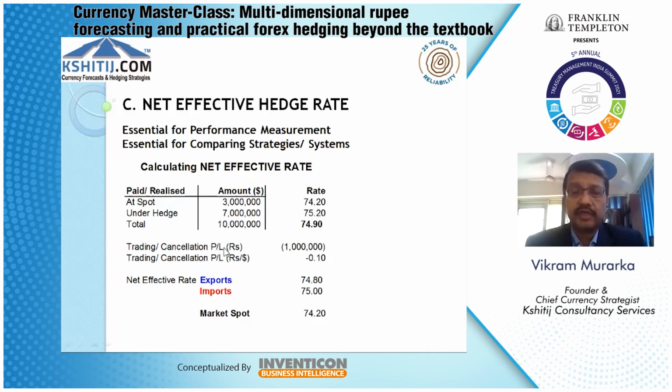Then suppose there was some trading cancellation profit loss, amounting to a loss of say 10 lakh rupees. That gives you a cancellation trading loss of 10 paise per dollar. So the net effective rate for exports becomes 74.90 minus 10, 74.80. And for imports, it becomes 74.90 plus 10, 75. This can be compared with the market rate that prevails on the realization day, on the exposure retirement day, which suppose is 74.20. Then we can figure out whether it was beneficial to have hedged or not to have hedged.